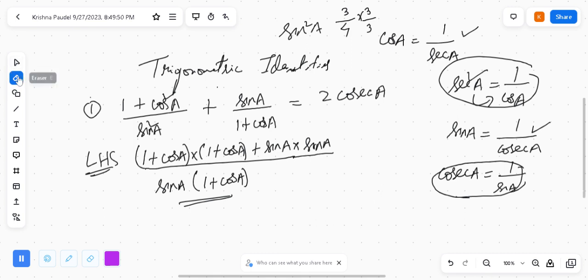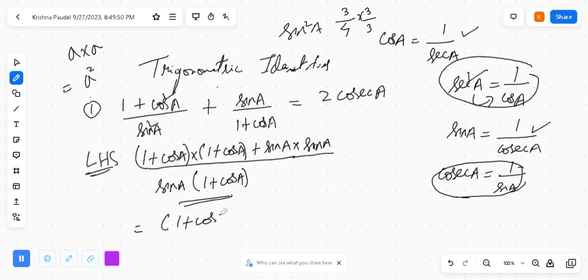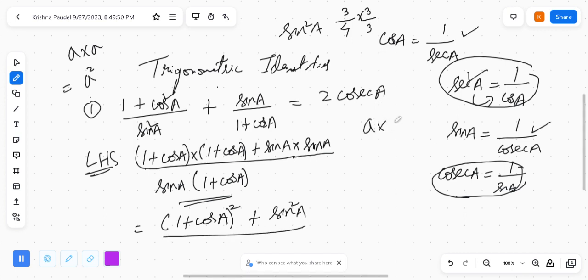Then the next thing that will happen here is, we know that when two same things are multiplied, the answer is the square of that thing. So we can write 1 plus cos A whole thing squared, plus sine A into sine A will give me sine square A, because it's just like A into A, so hence it will be A square. And in the denominator, no need to do anything. You can just leave it as it is.